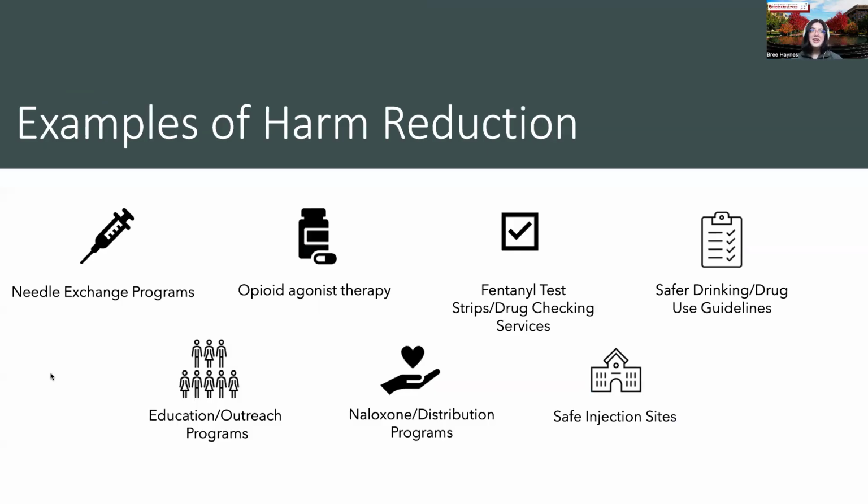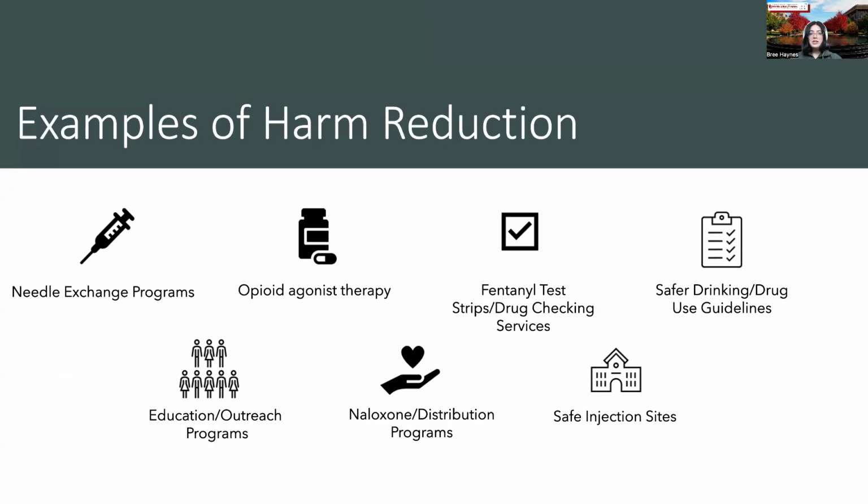Okay, so hopefully you guys talked about some examples of harm reduction in the real world, but if you didn't, that's okay, because we're going to go over some now. The first, we have needle exchange programs. They reduce the risk of transmitting bloodborne infections like HIV or Hep C.